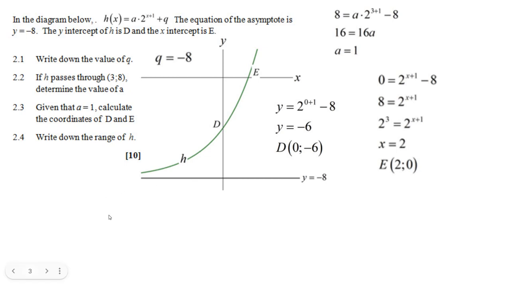So the range is just y is bigger than minus 8. And it's good to say any real number will work that's greater than minus 8. So you write y as an element of the real numbers. That's how to do it real nicely. And there you go. That's this question 2 done.